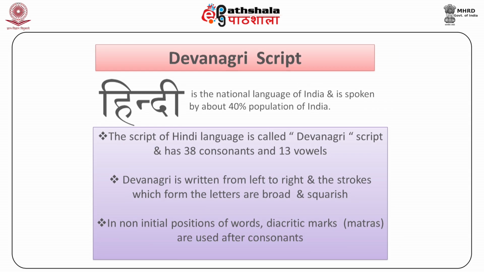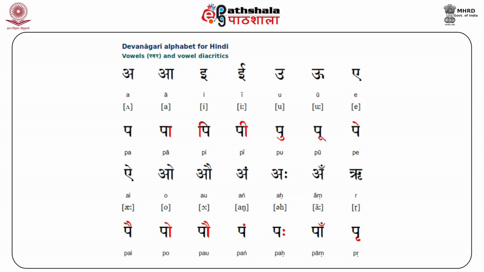Devanagari script. Hindi is the national language of India and it is spoken by about 40% of the population of India. The script of the Hindi language is called Devanagari. The script has 38 consonants and 13 vowels. Devanagari is written from left to right and the strokes which form the letters are generally broad and squarish with some well-defined curves.